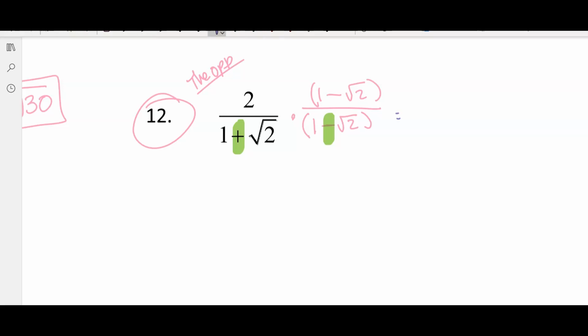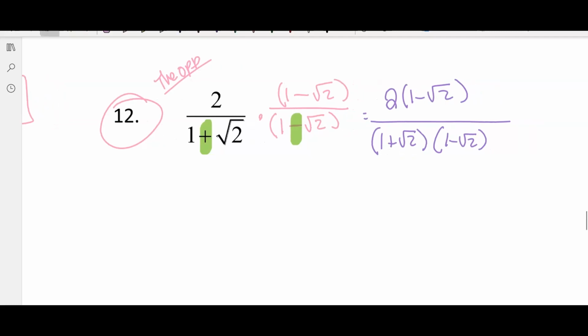So then here, we'll get a 2 times 1 minus the square root of 2. Right, I'm just copying everything over. I'm not changing anything yet. 1 plus the square root of 2 times 1 minus the square root of 2. Now notice, I literally did not change anything yet. I just rewrote it to the side. Now I'm going to go ahead and distribute everything. And then I'm going to distribute here and then under as well.